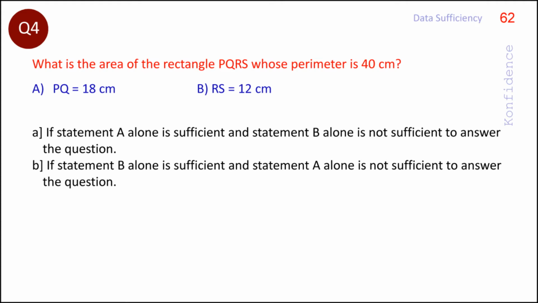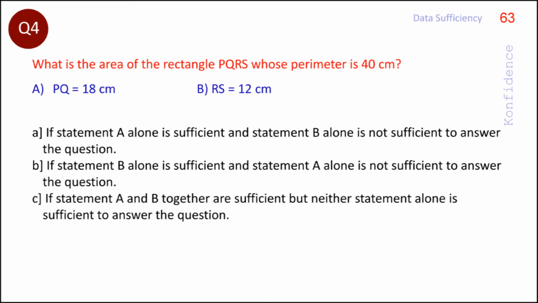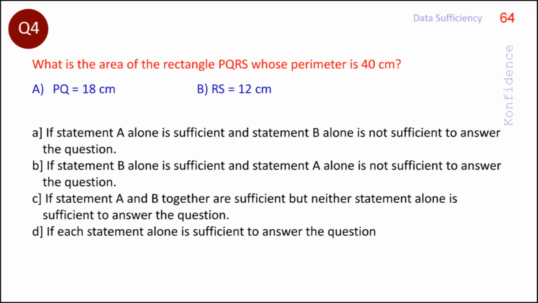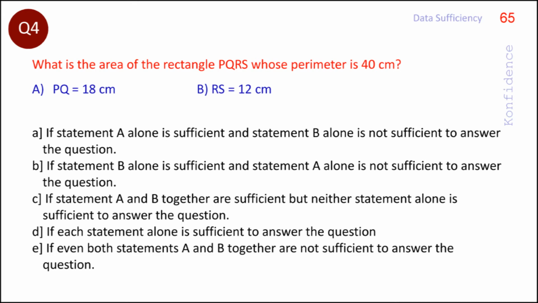Option B, if statement B alone is sufficient and statement A alone is not sufficient to answer the question. Option C, if statement A and B together are sufficient but neither statement alone is sufficient to answer the question. Option D, if each statement alone is sufficient to answer the question. And finally, option E, if even both statements A and B together are not sufficient to answer the question.